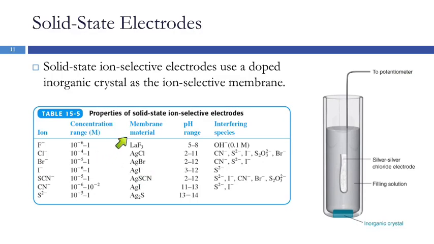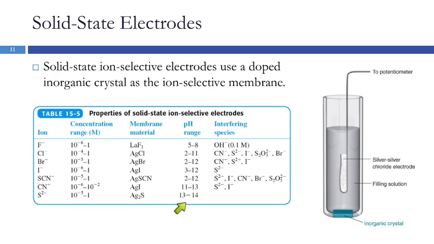The sorts of crystals that are used are things like lanthanum fluoride, silver iodide, silver sulfide. And these are generally doped with another element to cause them to be sensitive to a given ion. So here are the ions that can be measured with solid-state electrodes. These are the concentration ranges that are available. It's quite a large range of concentrations.